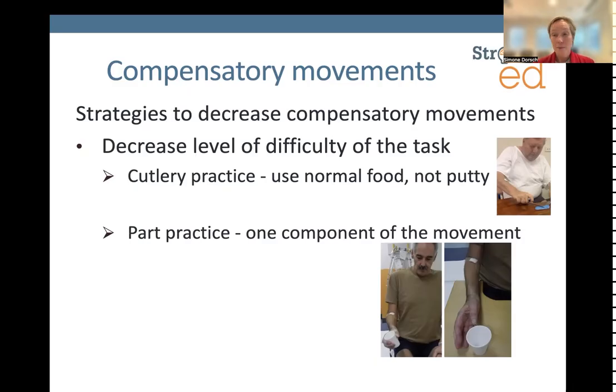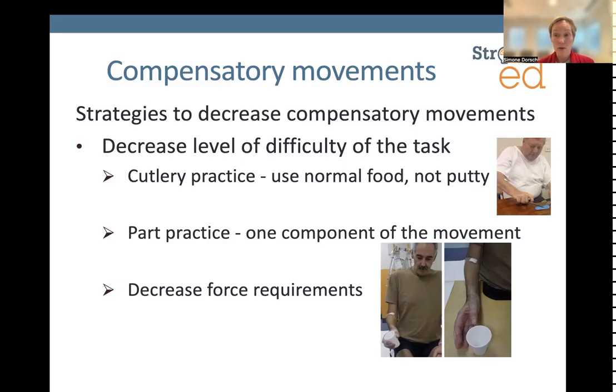Break things down into part practice. So what we see with Tony, practice the transport component. When he's ready, practice the pre-shaping and grasp component without combining the whole lot together, so that that will lead to less compensatory movements and less excessive muscle activity in muscles that shouldn't really be working so hard for that activity. Decrease the force requirements.